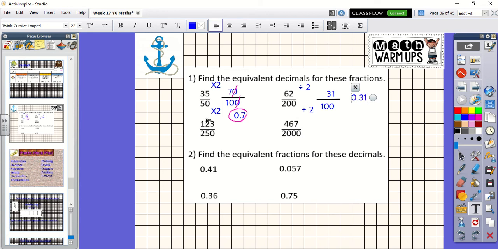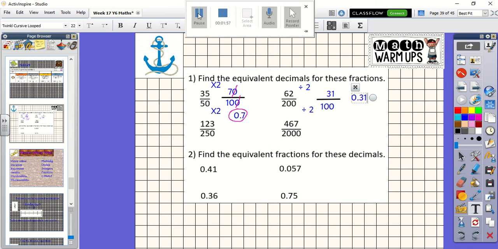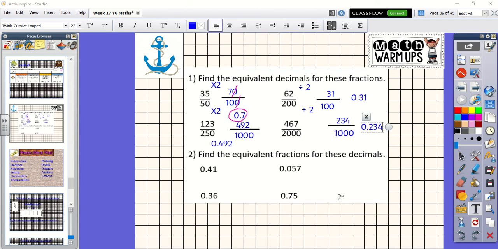Okay, then I want you to have a go at 123 over 250 and then 467 over 2000. Pause this video here, and then press play when you get the answer. Okay then, so you should have got 0.492 for 123 over 250 and then 0.234 for 467 over 2000.